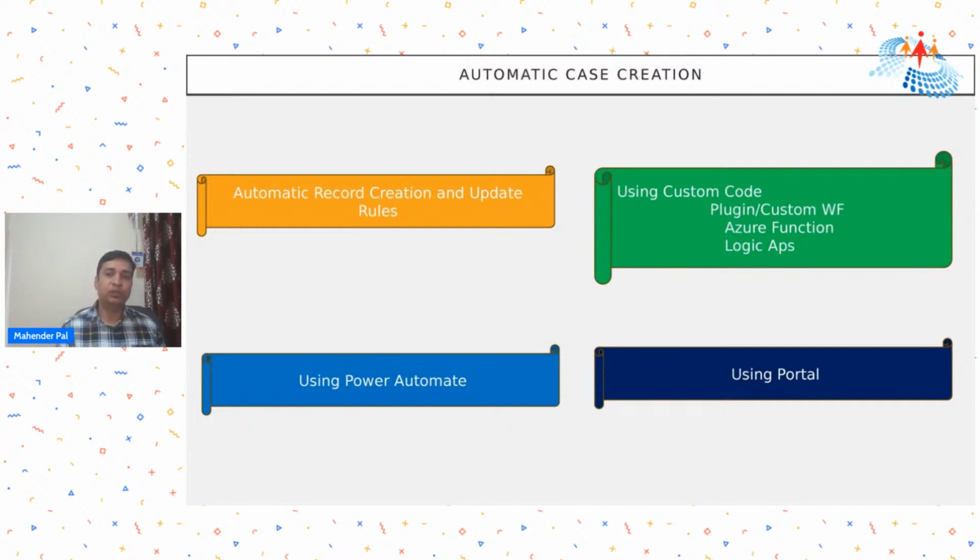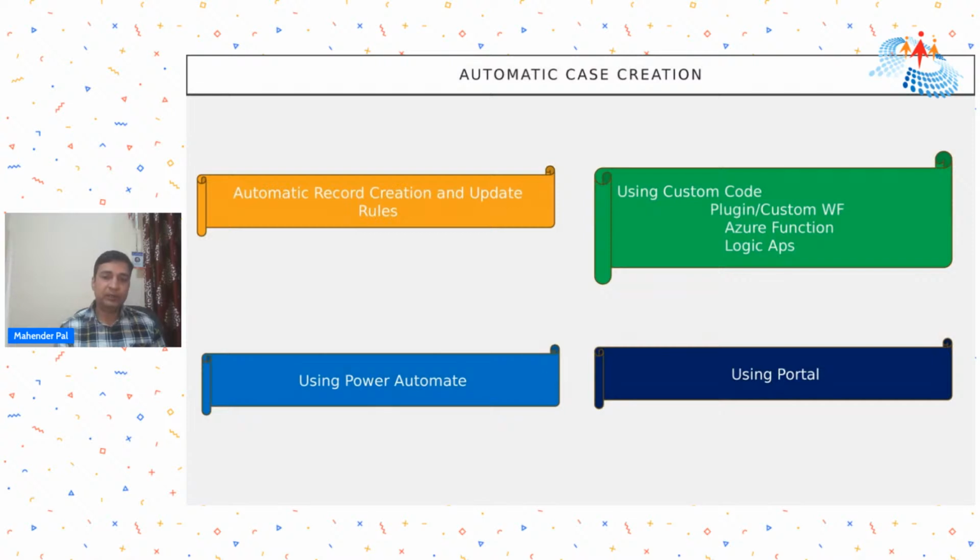And then we can also utilize Azure Functions and Logic Apps. So as soon as some record is created in Dynamics 365 CE, we get the data from there and transfer it into the case entity. Those things can be done using custom code as well.